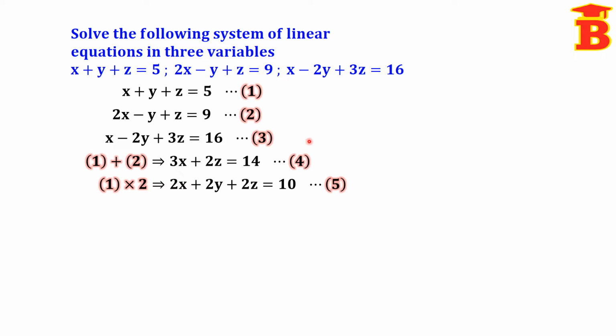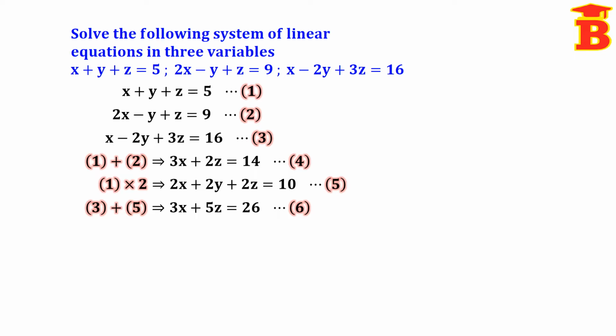Now from these two equations, 3 and 5, we can cancel the y term. Adding 3 plus 5, x plus 2x, 3x. And minus 2y plus 2y cancelled. 3z plus 2z, 5z. Right hand side 16 plus 10, 26. Take it as equation 6.